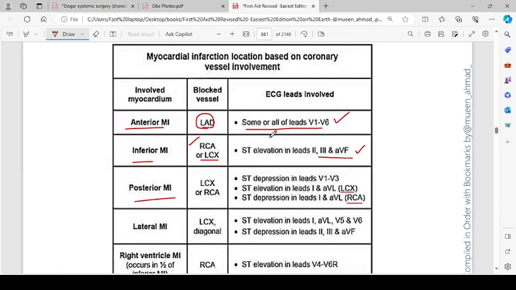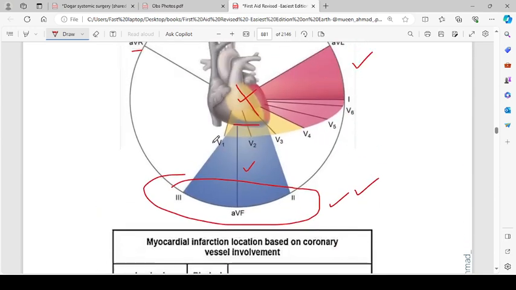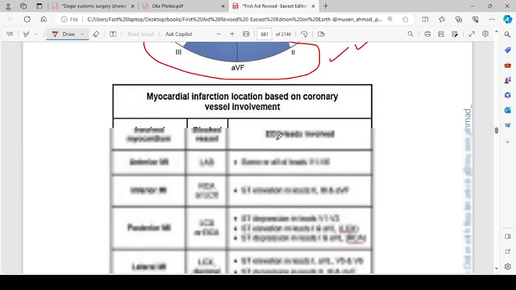Then in posterior MI, what is posterior MI? Same thing is true: either the left circumflex artery or the right coronary artery, depending on the dominance concept, that is, which artery is giving the posterior descending artery. So in posterior MI, there will be ST depression in leads V1 to V3. In these three leads, there will be ST depression.